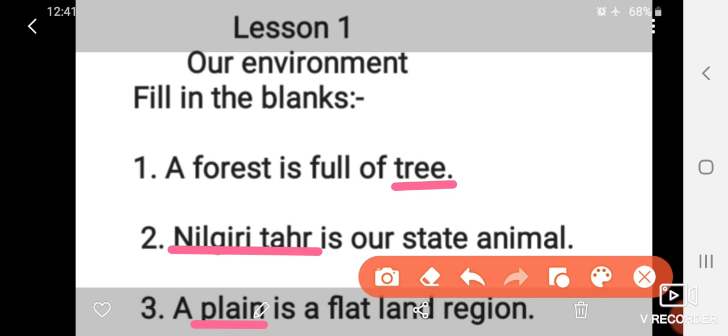Third one is, a plain is a flat land region. A plain, P-L-A-I-N. Is, I-S. A flat, F-L-A-T. Land, L-A-N-D. Region, R-E-G-I-O-N.